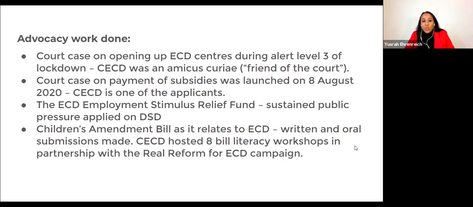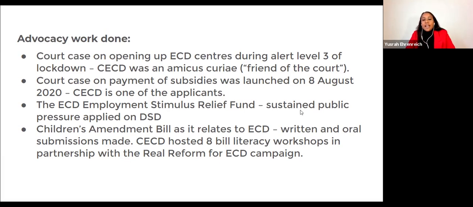And then on the 8th of August last year, we were one of the applicants to launch a court case on payment of subsidies. This case was against the Minister of Social Development, as well as the MECs, and their failure to pay subsidies during lockdown. And as Eric said, we're currently at an appeal process, because the Minister of Social Development, as well as the MECs, have appealed the judgment that ECD centers should immediately be paid subsidies, whether they are open or closed. So this decision has been appealed, and it's sitting at the Supreme Court of Appeal waiting to be heard.